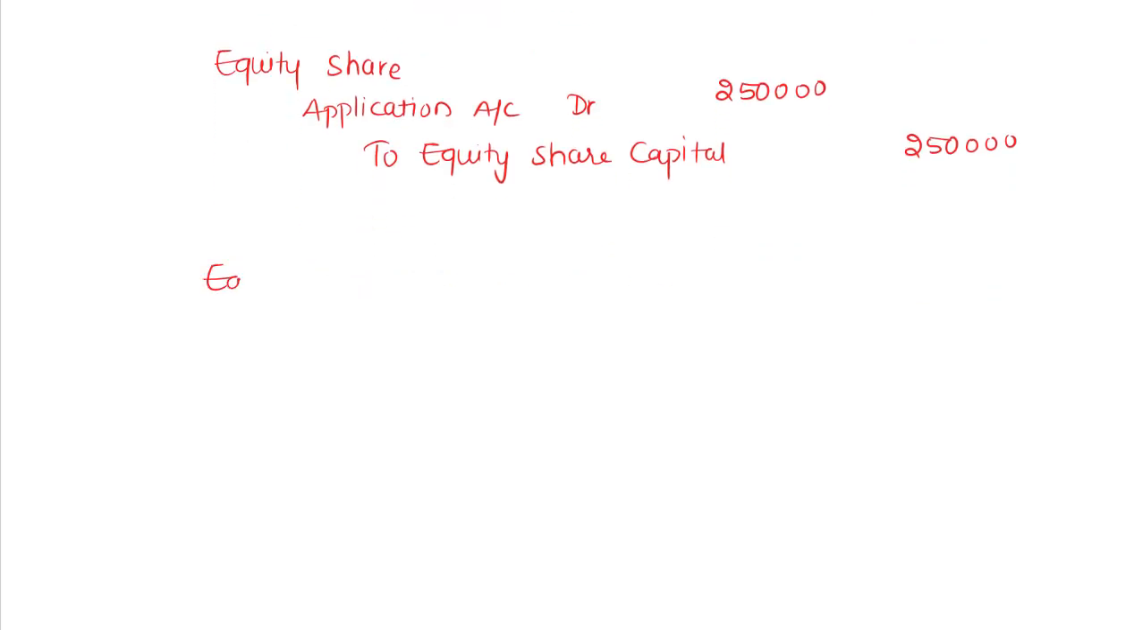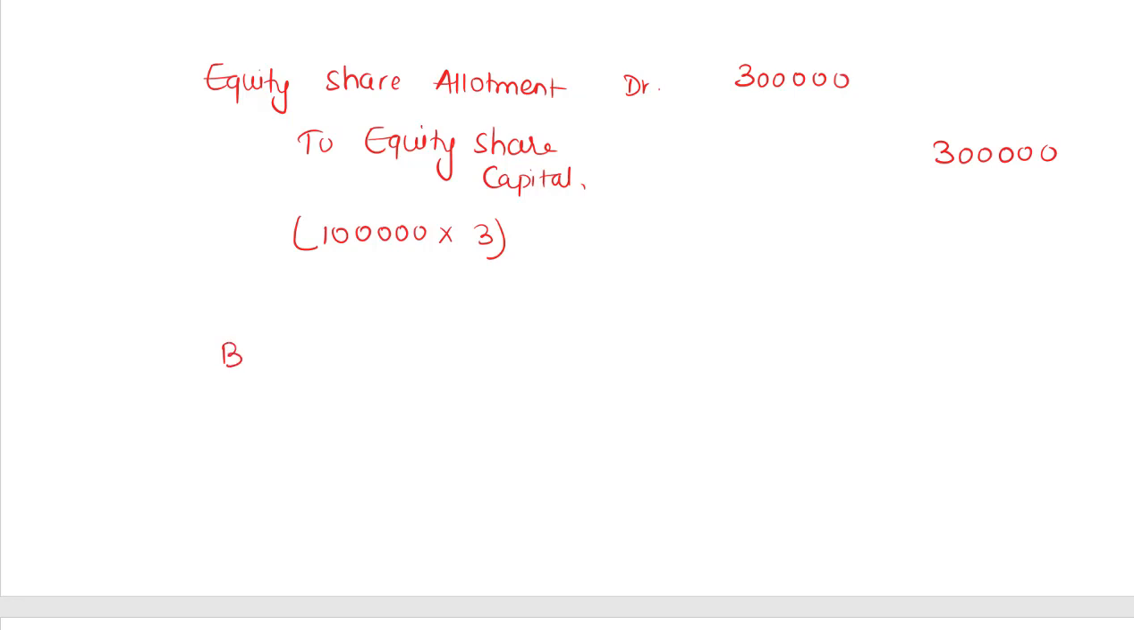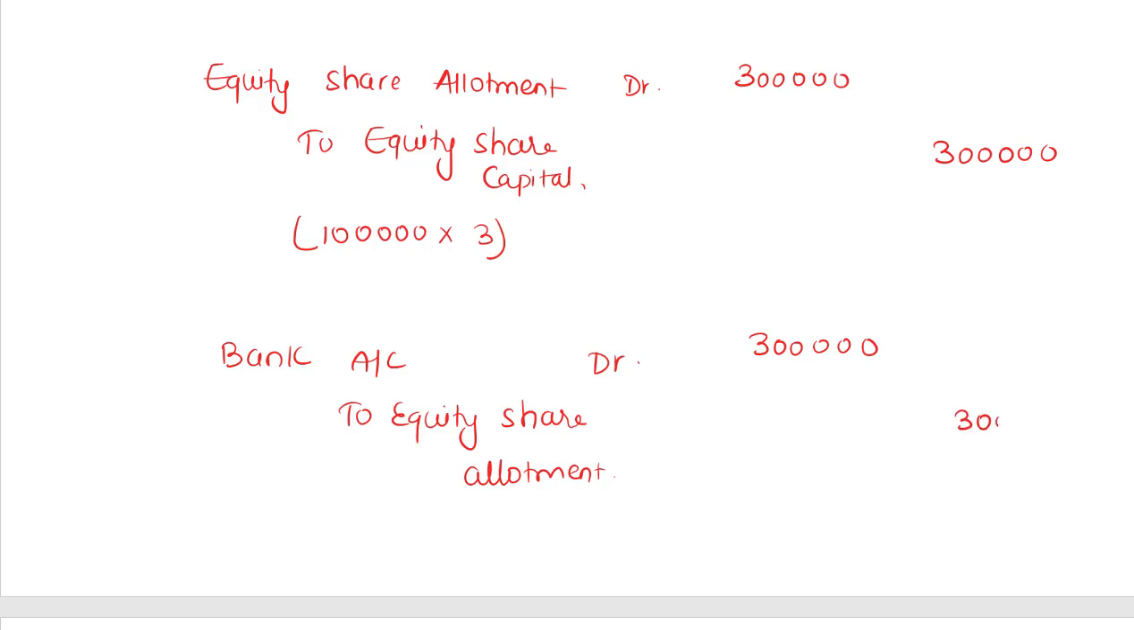Next is allotment. Equity share allotment account debit to equity share capital 3 lakhs, 1 lakh multiplied by 3 per share, 3 lakhs. Bank account debit to equity share allotment 3 lakhs. Let us move ahead.